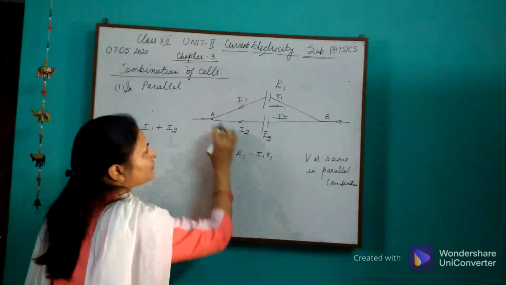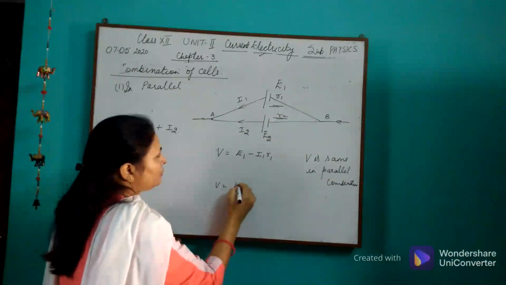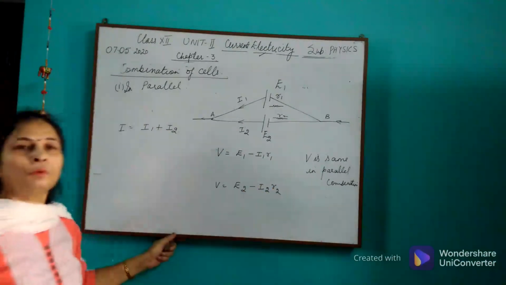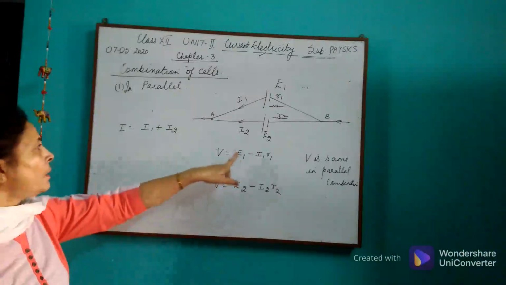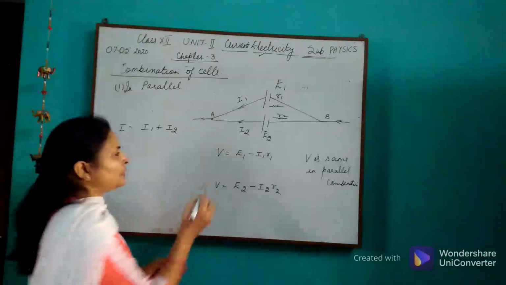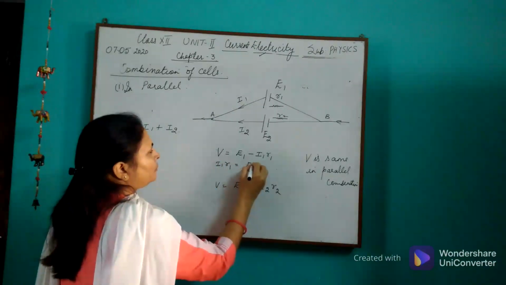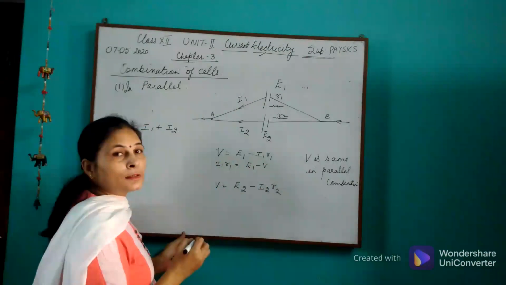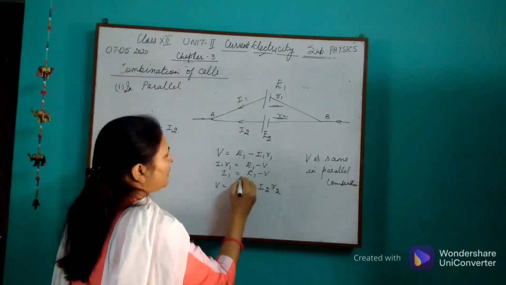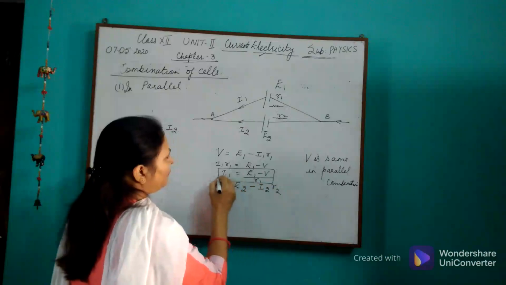From the second branch, you can take path 1 and path 2, V equals E2 minus I2 R2. Now what I have to calculate from here? I1 and I2 and add them up. So what will be I1 from here? I1 R1 will be equal to E1 minus V, so I1 will be equal to E1 minus V upon R1.